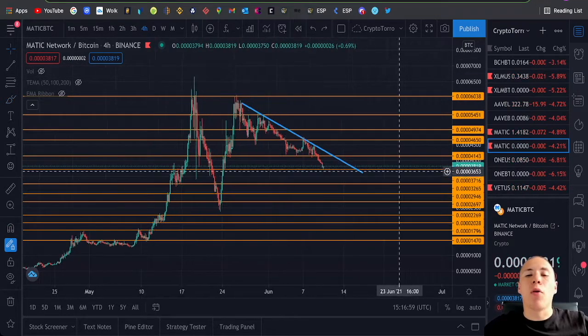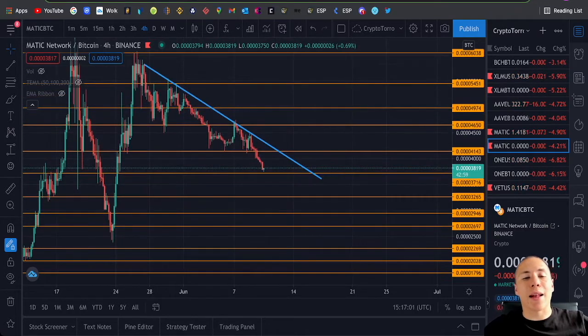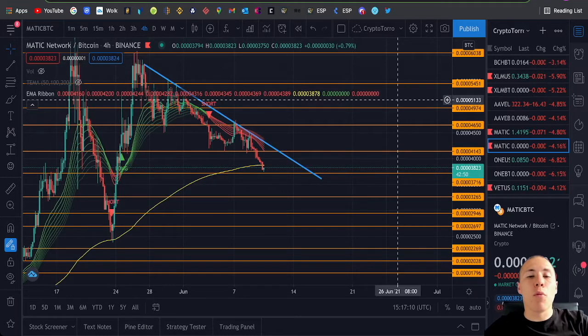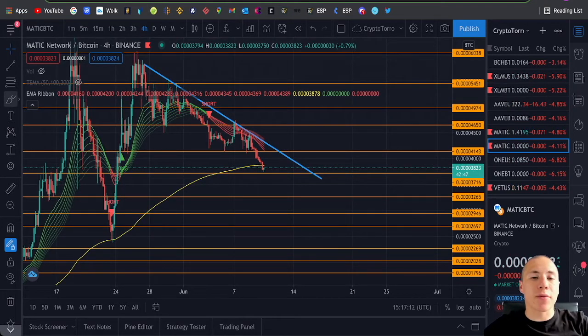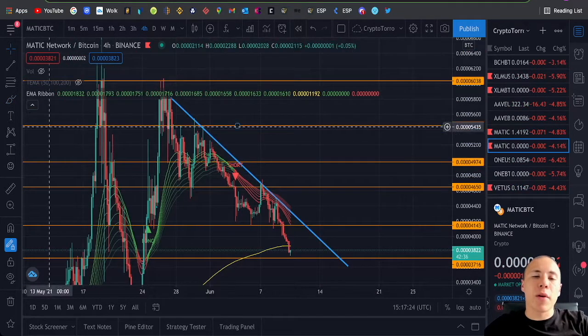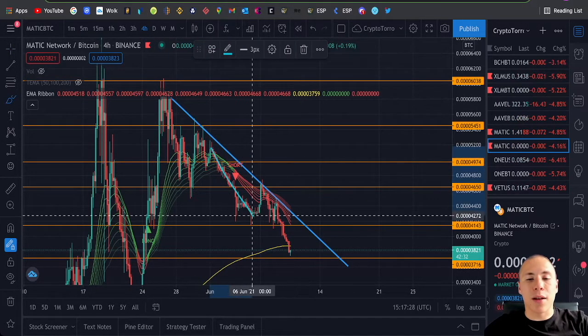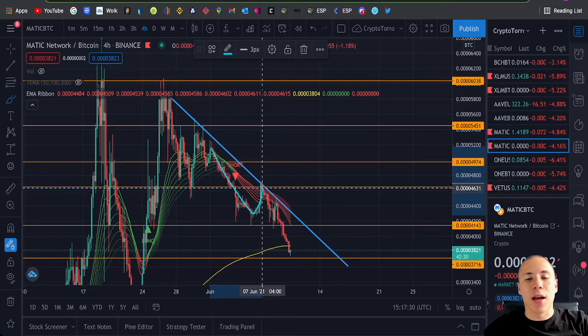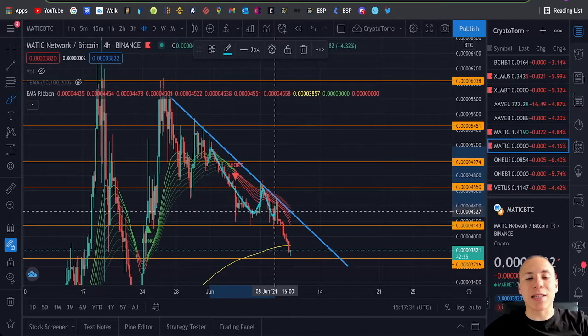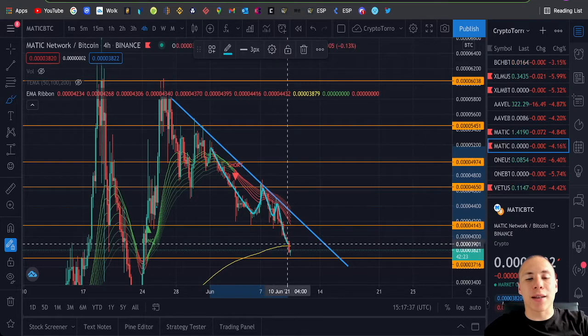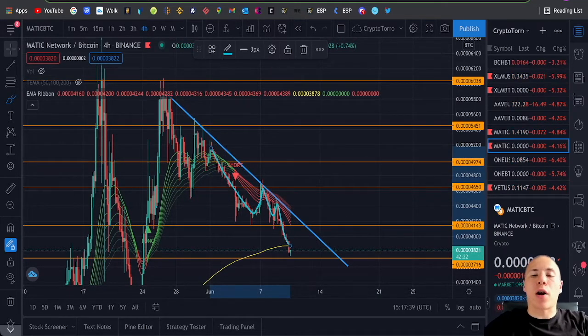But right now we are inside of this downtrend, and let's take a look at what the EMA ribbon is saying to us. What we are seeing on the EMA ribbon is that for the very first time the EMA ribbon did not support Matic, and it broke through the EMA ribbon and found it quite difficult to get above it. It tried to, but it got rejected, and the second time it got rejected as well, and that is why we are currently trading where we are right now.